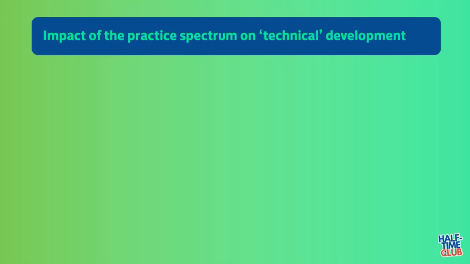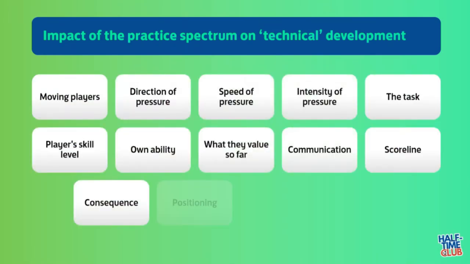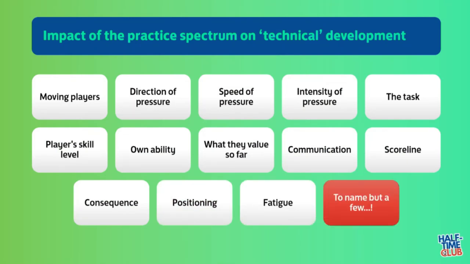So hopefully what I'm trying to bring to life here is the needs of your players. The observations you make as a coach are going to have a massive impact on the practice design and practice selection you make. I've listed a few different things here, and it's not an exhaustive list. Players are moving, direction of pressure, speed of pressure, intensity of pressure, the task they've been given, what they've got to contend with, players' skill level, their own ability, what they value and don't value. Do I like dribbling? Do I like passing? Communication, scoreline, the consequence. If I lose this game, what's the consequence? Or if I do this wrong, and so on. Positioning, fatigue. Again, there are so many different things that players have to contend with.